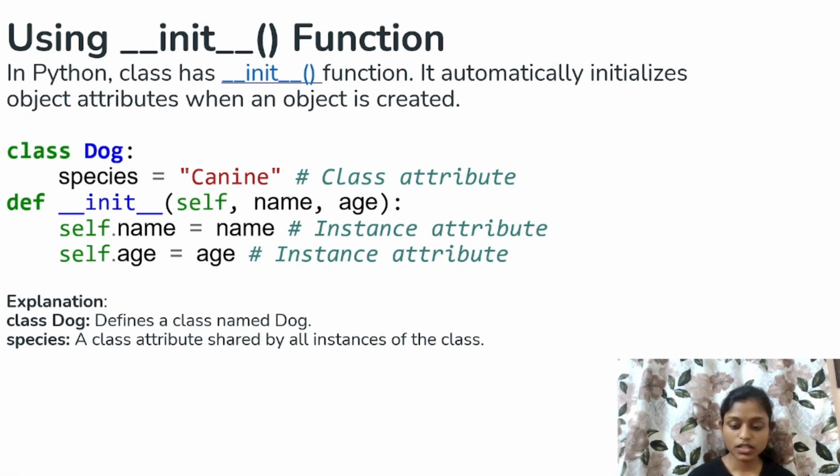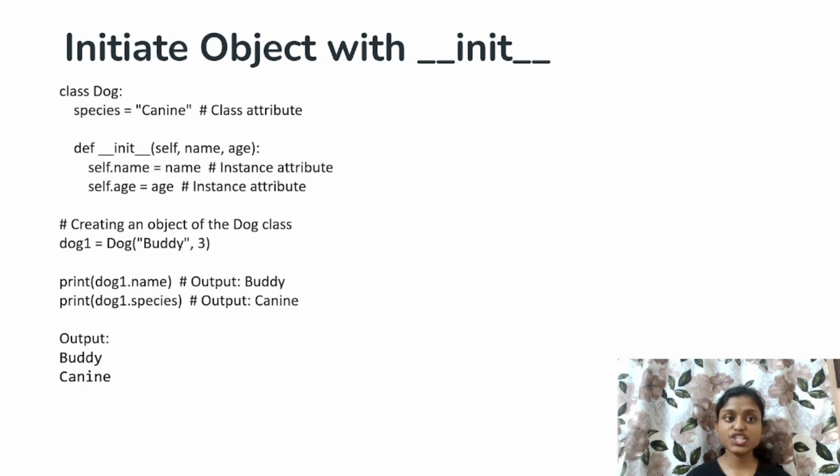And next, initiate an object with init. Let us see that I also created a class with the name dog and species class attribute, and a method init constructor. And I also accessed name and age, and I created an object for the dog class. I also passed the parameters buddy and 3, and I accessed name and species. Finally, I get the output buddy and canine.